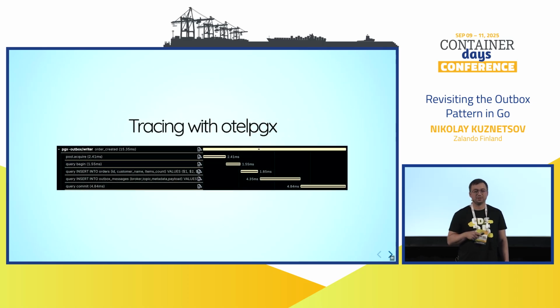So this is how it can look in tracing. With the PGX driver, if you use the pool, you can very easily add a tracing exporter there, and this is how it looks. We start the transaction with a query begin, then we insert into the orders, we insert into the outbox messages, and then we commit the transaction. So we get both at the same time, orders and outbox messages.